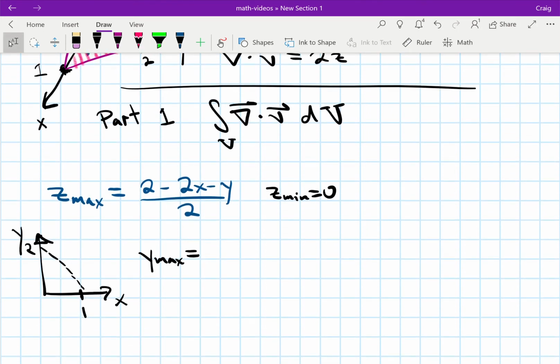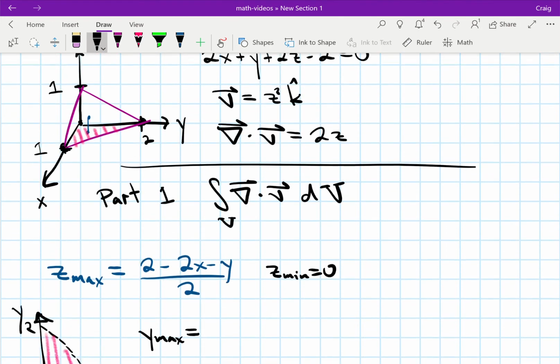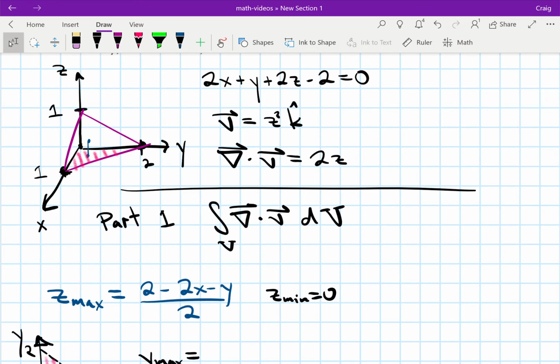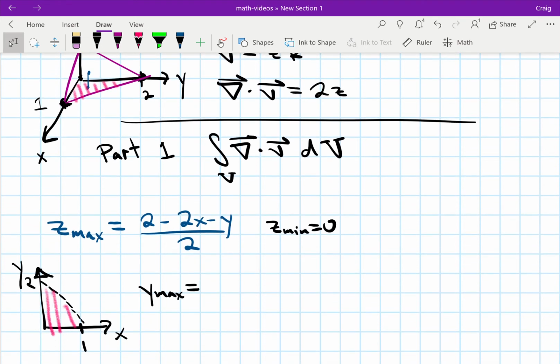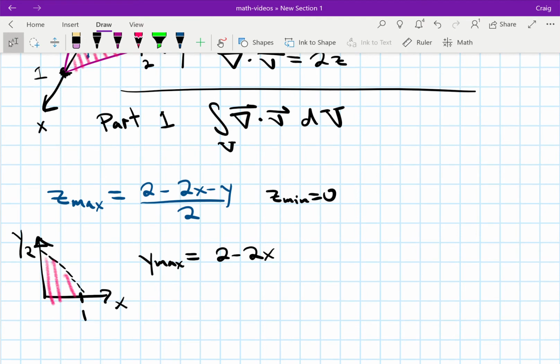And now if I look at my limit on y as a function of x, at z equals 0, I can look at my expression for the plane. When z equals 0, it tells me that 2x plus y has to add up to 2, or otherwise y max is equal to 2 minus 2x. Okay, and then of course x max is just 1.